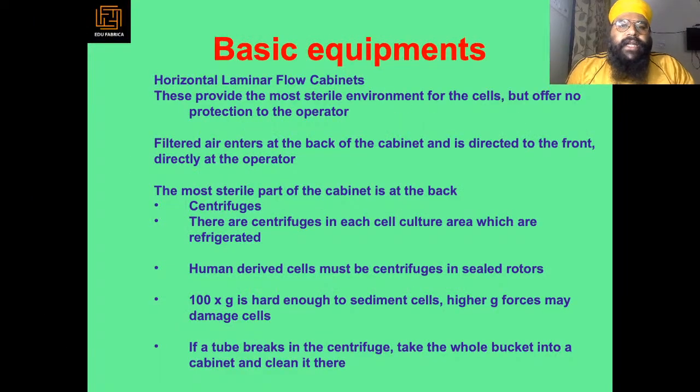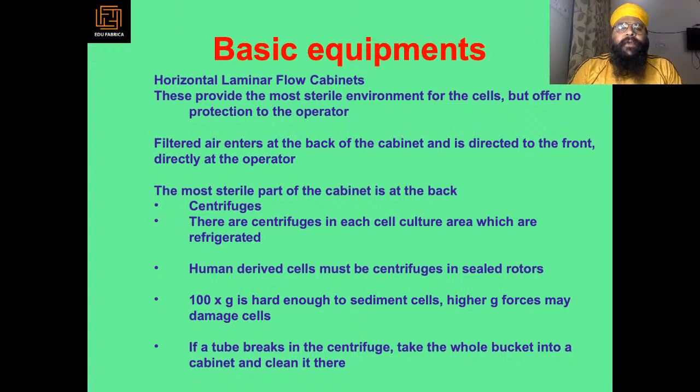So the basic equipment required for animal cell culture is horizontal laminar flow cabinets. These provide the most sterile environment for the cells but offer no protection to the operator. Filtered air enters at the back of the cabinet and is directed to the front, directly at the operator. The most sterile part of the cabinet is at the back.